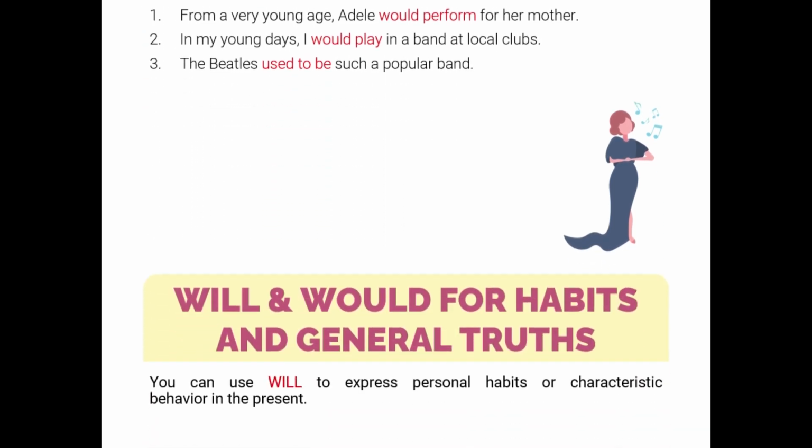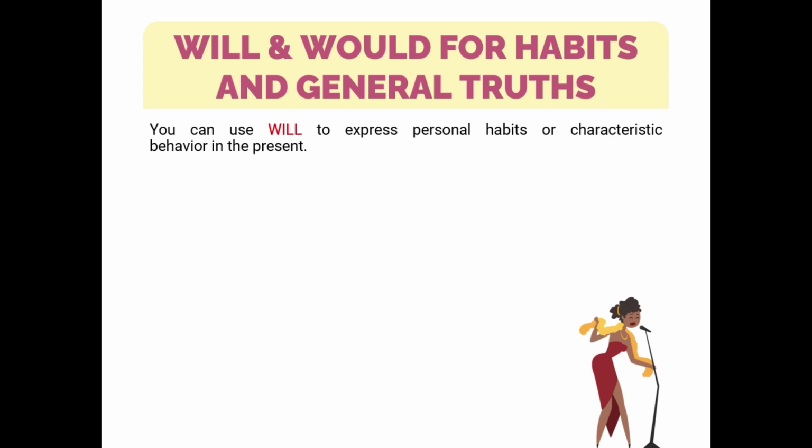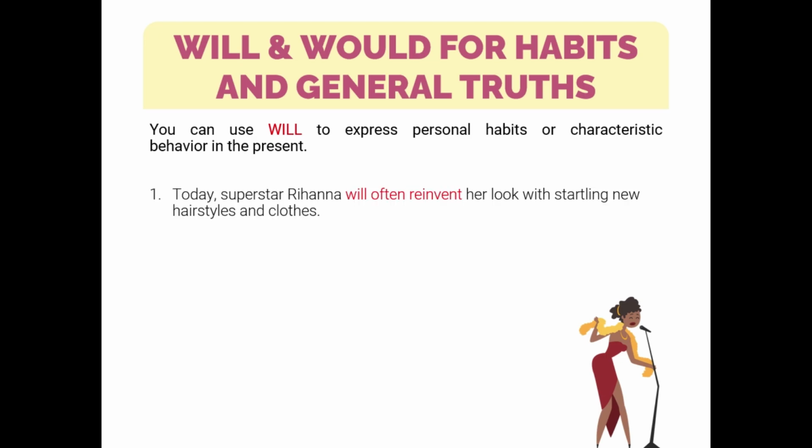Now let's talk about will. You can use will to express personal habits or characteristic behavior in the present. For example, number 1. Today, superstar Rihanna will often reinvent her look with startling new hairstyles and clothes. Number 2. When I find a song I really love, I will listen to it over and over again.